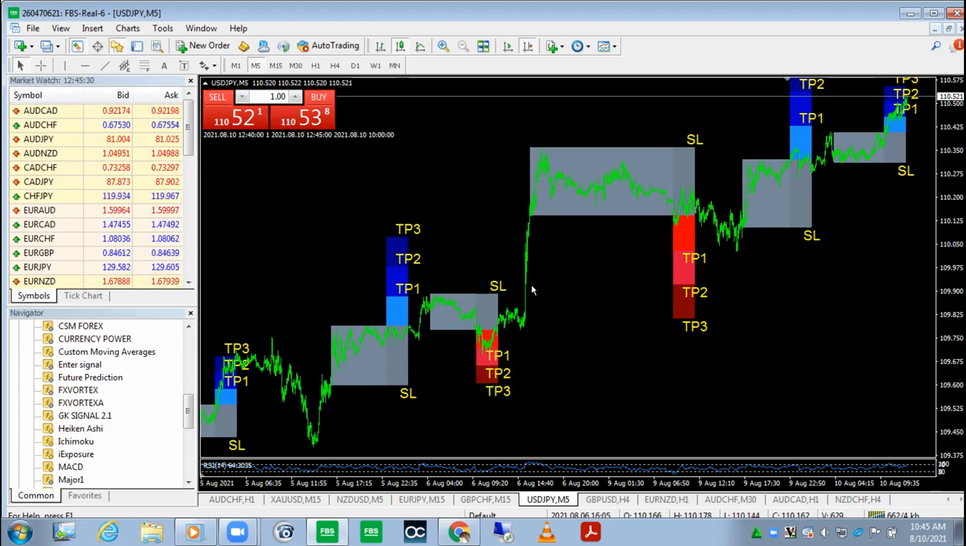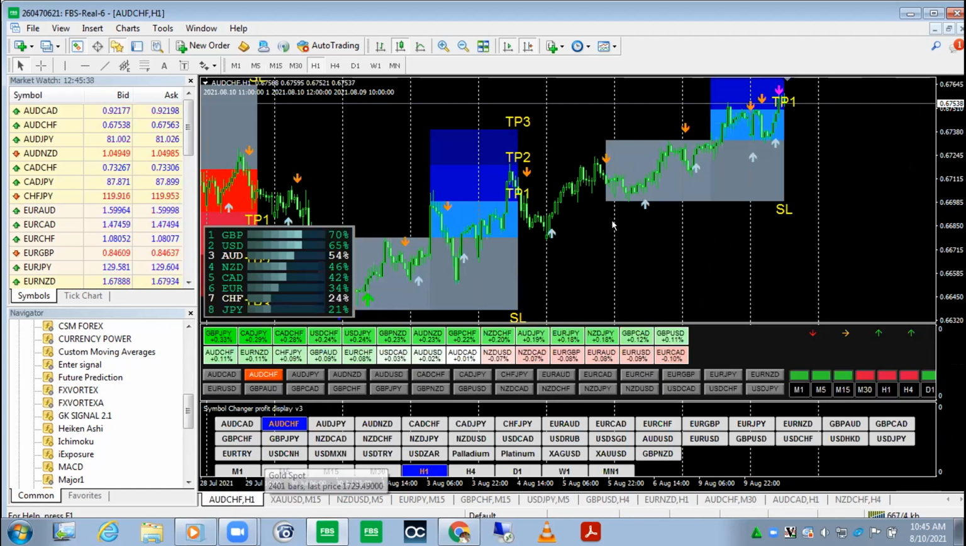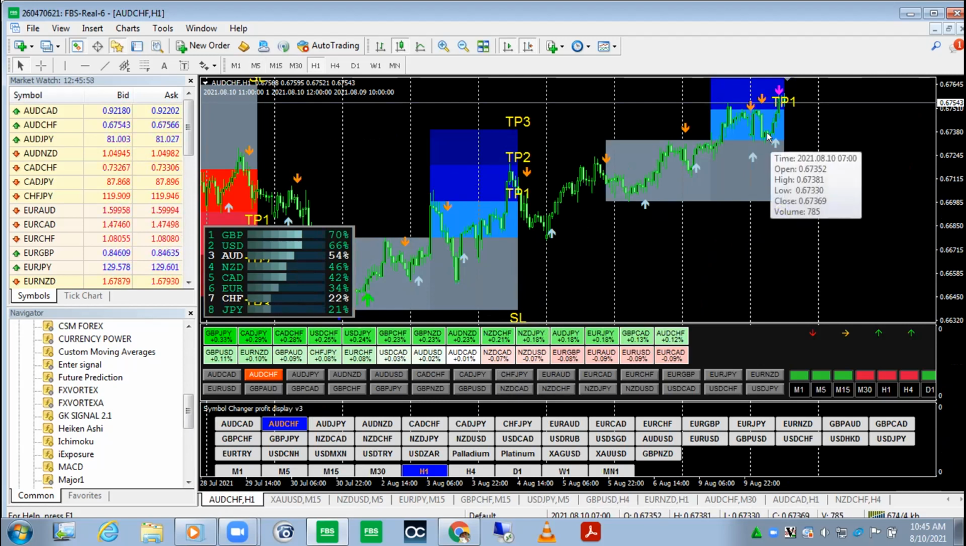Now, having said that, let's go to the other page where we have all other indicators installed. Yeah, this is it where we have all of them. You can see the FX Vortex here as well. This is currency power. This is CSM. Yeah, this is symbol changer and the rest. Then we have some other indicators here as well. So I'll begin to explain one after the other.